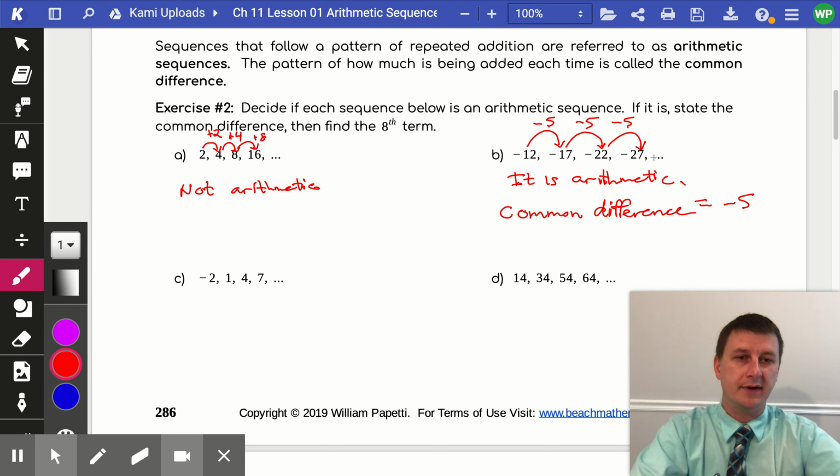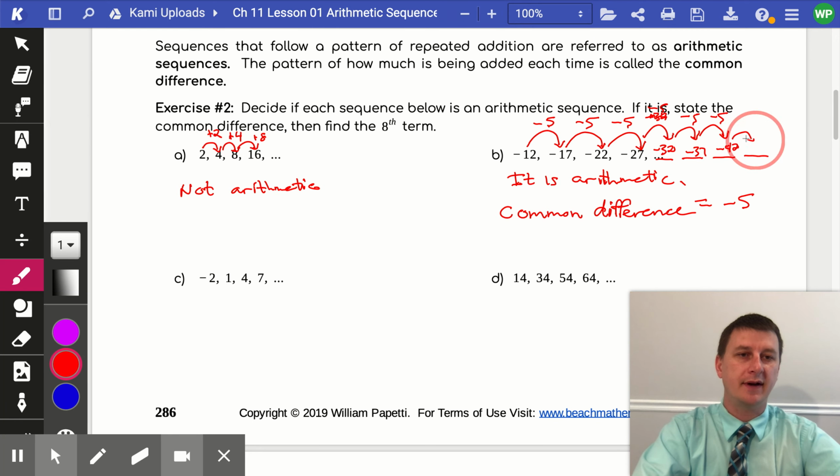So now we have to find our fifth, then our sixth, then our seventh, then our eighth term. So we're going to subtract 5 more. We're going to get negative 32. Whoops, I'll write that down there. I'm messing up all over the place right here. So minus 5 more. Then we're going to subtract 5 more. We're going to get negative 37. Subtract 5 more to get negative 42. And subtract 5 more to get negative 47. So our eighth term is negative 47.